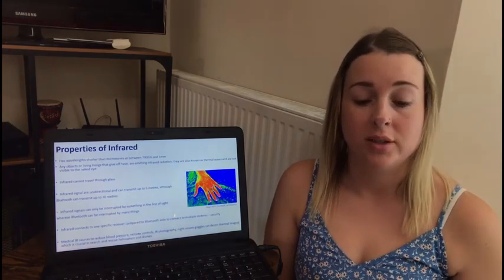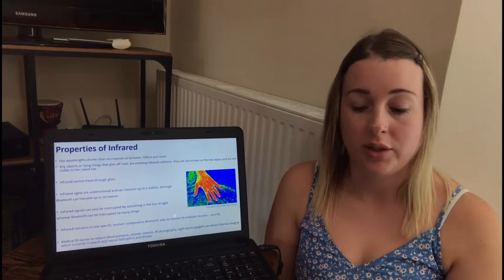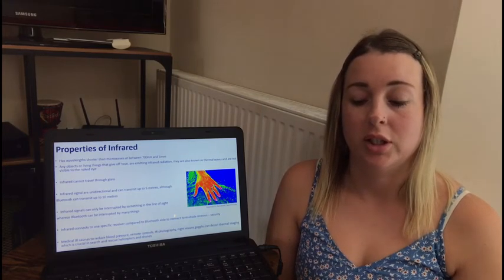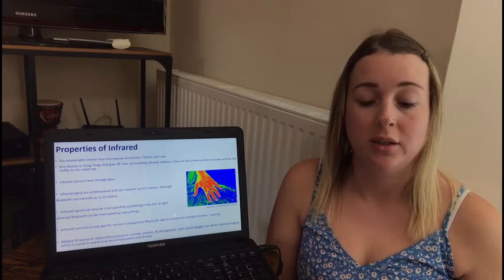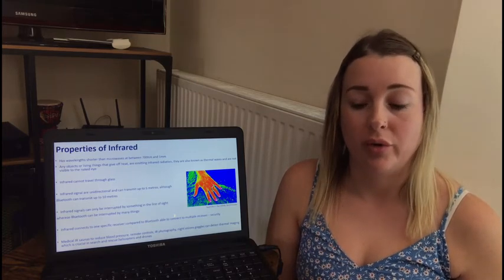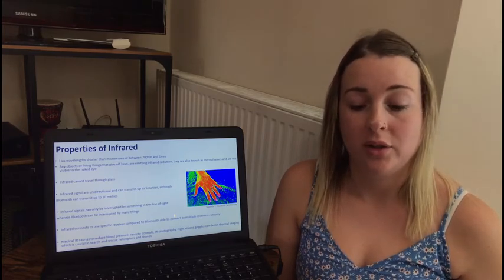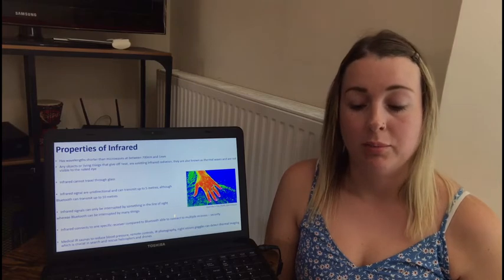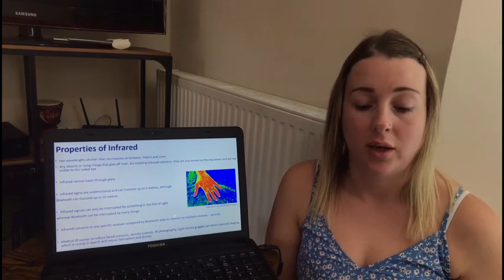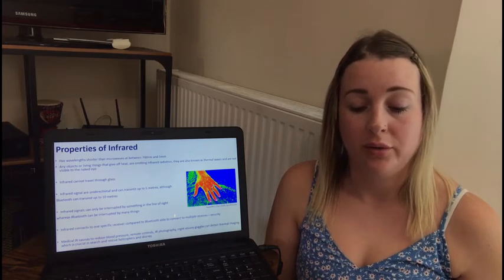Properties of infrared and examples. So these have wavelengths shorter than microwaves, at between 700 nanometers and 1 millimeter. Any objects or living things that give off heat are emitting infrared radiation. They're also known as thermal waves and are not visible to the naked eye, yet we can feel the heat that they carry. Infrared cannot travel through glass like microwaves.